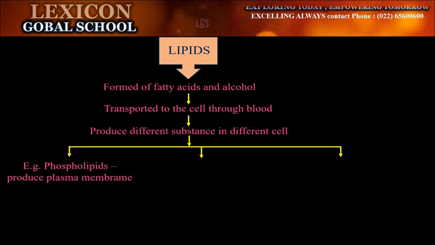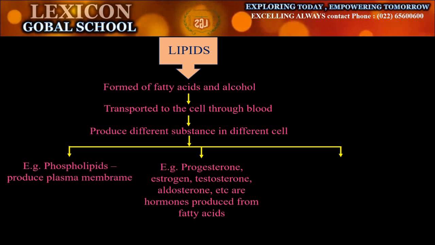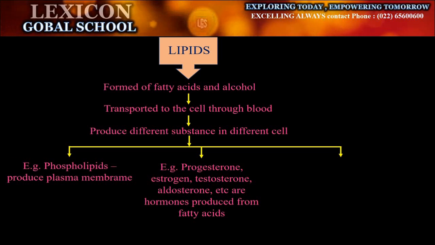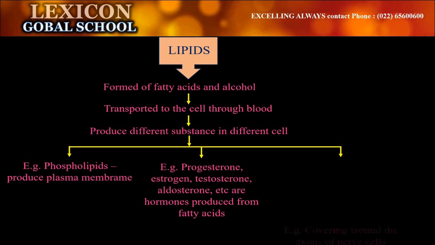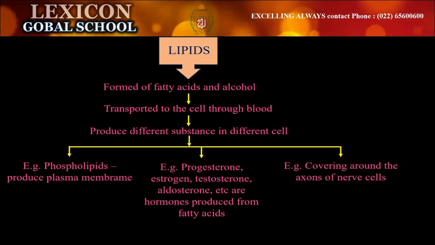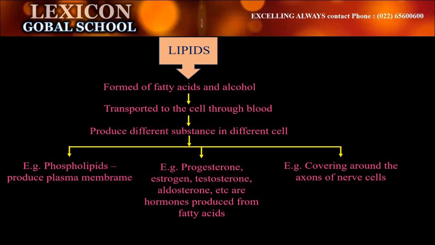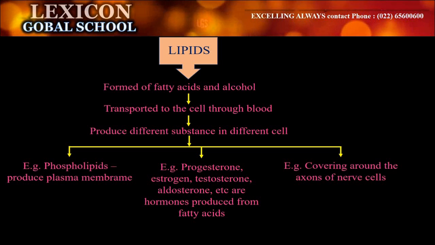phospholipids produced in the plasma membrane; progesterone, estrogen, testosterone, aldosterone, etc. are hormones produced from fatty acids; and the covering around the axons of nerve cells. Adipose connective tissue in the body stores excess lipid. Each gram of lipids provides 9 kilocalories of energy.